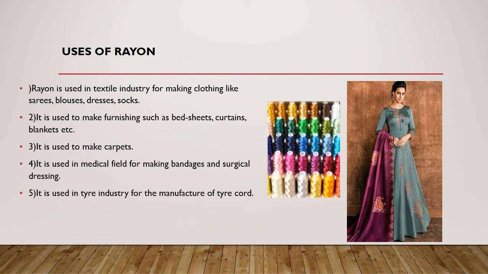Now let's see the uses of rayon. As we know, rayon is versatile. Rayon is used in textile industry for making clothing like sari, blouse, dresses, socks. It is used to make furnishings such as bed sheets, curtains, blankets. It is used to make carpets. It is used in the medical field for making bandages and surgical dressings. It is used in the tire industry for manufacture of tire cord.